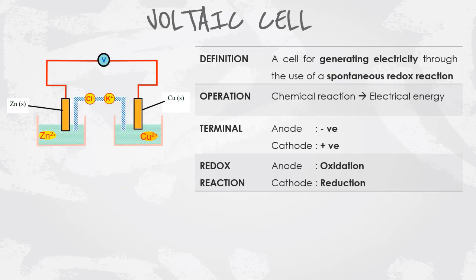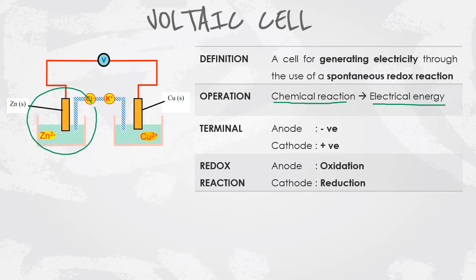Based on the diagram given on the left, here is the summary for Voltaic Cell. By definition, this cell will generate electricity via spontaneous redox reactions. Spontaneous reactions taking place in this cell means movement of electrons will be initiated solely by the chemical reactions taking place in each half cell. So no other external force is applied, like a battery and so on. So the operation of the cell is from chemical reactions to electrical energy. Electrons will move from anode to cathode.